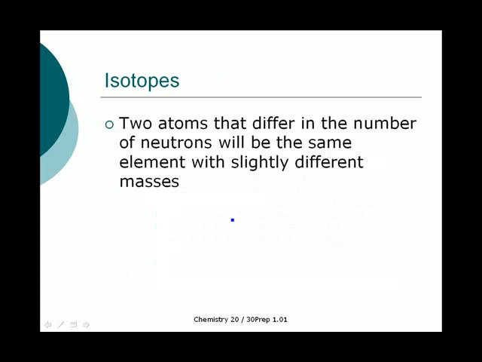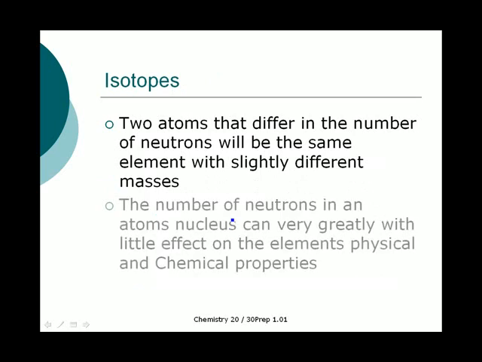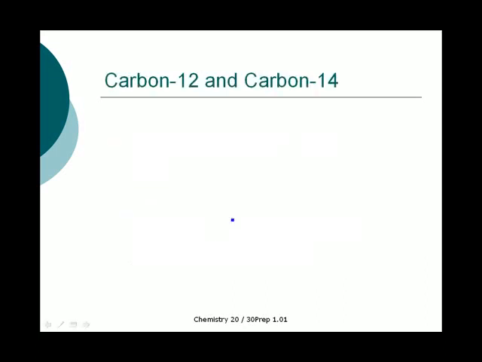Isotopes are two atoms that differ in the number of neutrons inside the nucleus of the atom. So the elements will be of slightly different masses. Since the number of protons are the same, isotopes are still the same element and have the same physical and chemical properties. So the number of neutrons has little effect on the element's physical and chemical properties.